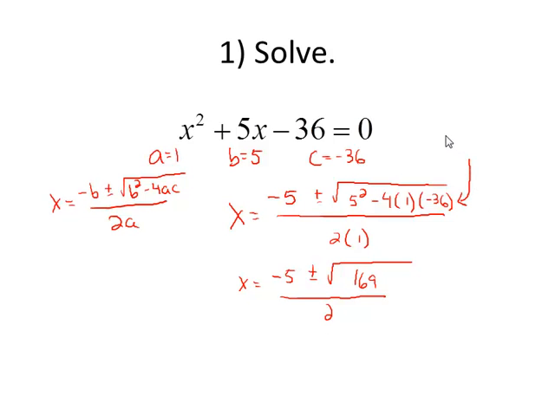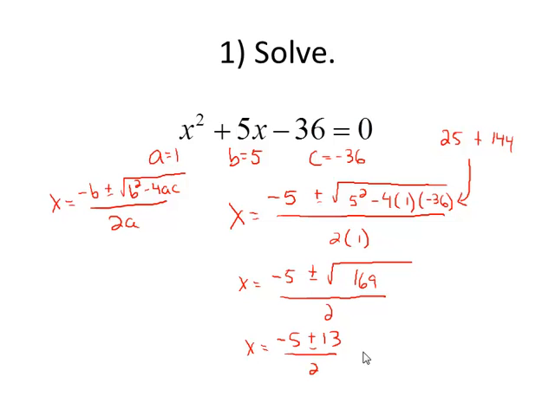Again, 5 squared is 25. Negative 4 times 1 times negative 36, that's a positive product, 144. And that does add to be 169. The square root of 169 is 13. So I have x equals negative 5 plus or minus 13 divided by 2.